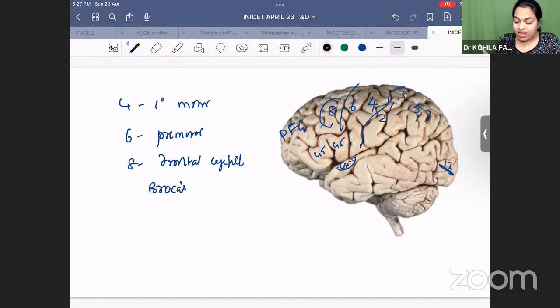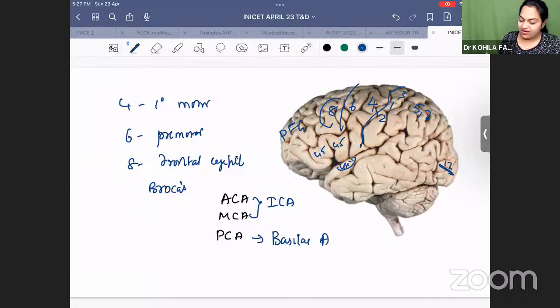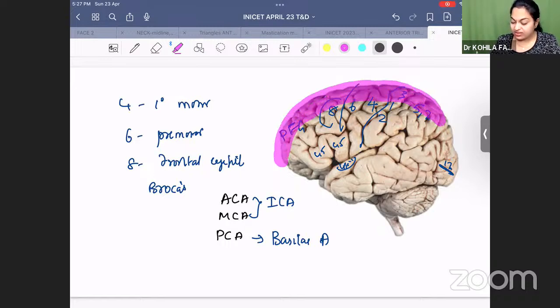Now, what are the three cerebral arteries you know? Anterior cerebral, middle cerebral, and posterior cerebral artery. Of the three, anterior and middle are branches of internal carotid. Posterior cerebral artery is a branch of basilar artery. What is their territory of distribution? Yes, we'll take a highlighter. So what is the anterior cerebral artery going to cover? The upper part up to the parieto-occipital sulcus. Posterior cerebral artery covers the inferior temporal gyrus on the superolateral surface.